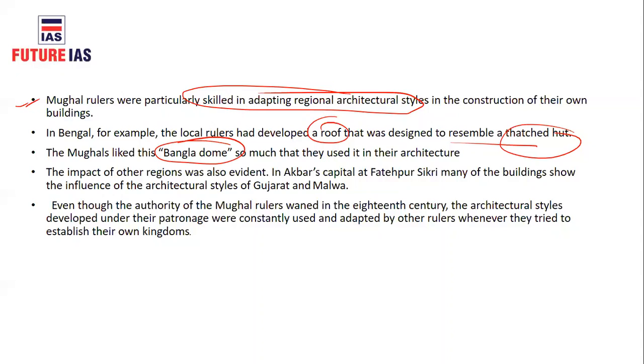And the impact of other regions was also evident. For example, if you visit Fatehpur Sikri, which is Akbar's capital, it also shows the influence of the architectural styles of Gujarat and Malwa. Certain features were adopted by Akbar also. And you must also understand that the Mughal rulers wanted to establish their authority, and the architectural designs that were developed started developing and kept on developing even after the Mughals also.